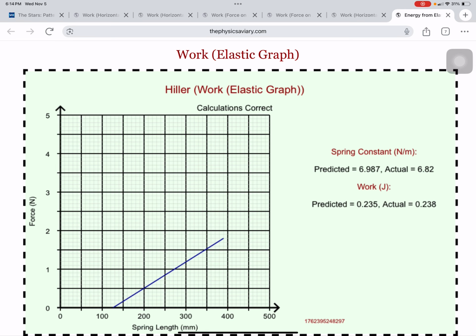Okay, and that worked out well. So you can see these questions are really pretty quick and easy to do. You just need to know what to do with them. To find spring constant, it's the slope of a force distance graph. To find work, it's the area under a force distance graph.